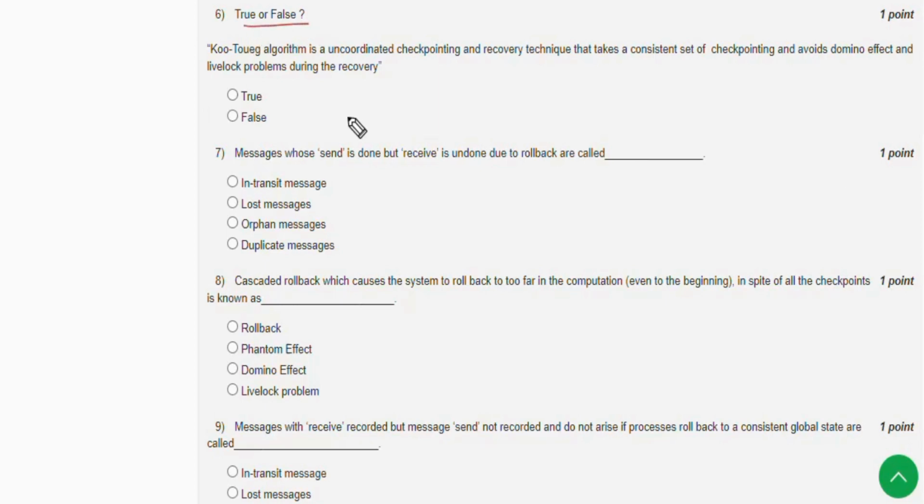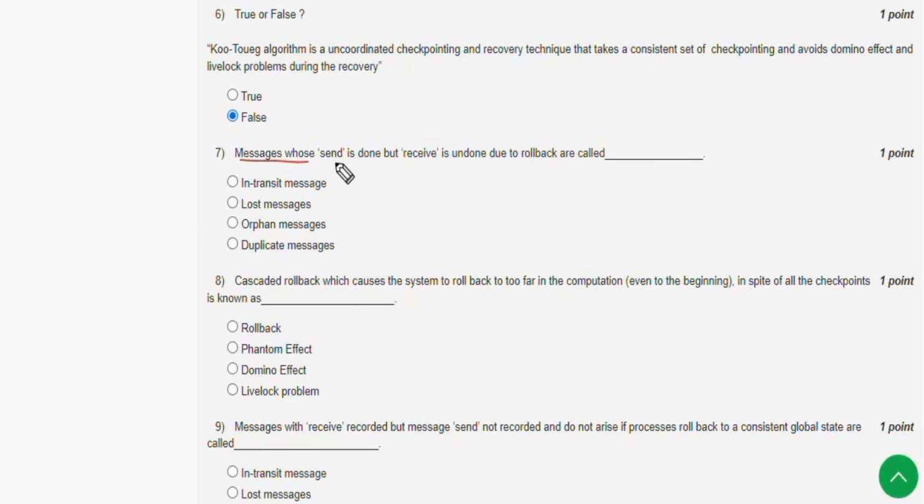True or false? O2 algorithm is an uncoordinated checkpointing and recovery technique that takes a consistent set of checkpoints and avoids domino effect and live log problems during the recovery. That is false, because O2 algorithm is a coordinated one. Okay, so that is false. Now moving into the next question, question number 7.